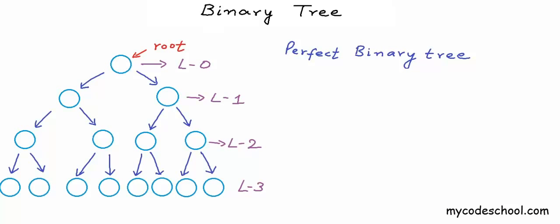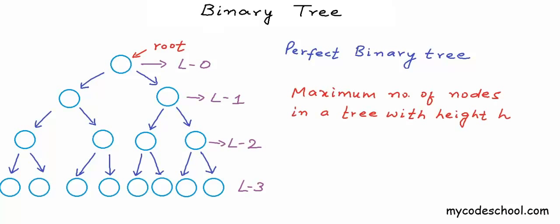If h is the height of a perfect binary tree, remember the height of a binary tree is the length of the longest path between the root and any of the leaf nodes, or I should say the number of edges in the longest path from the root to any of the leaf nodes. Height of a binary tree will also be equal to max depth. Here for this binary tree, height or max depth is 3.